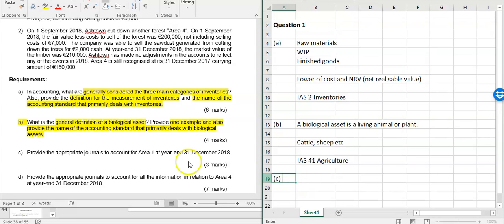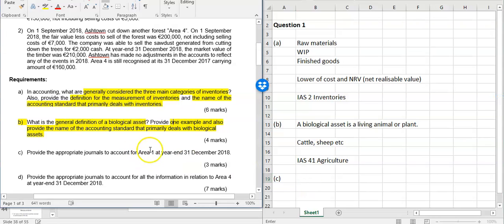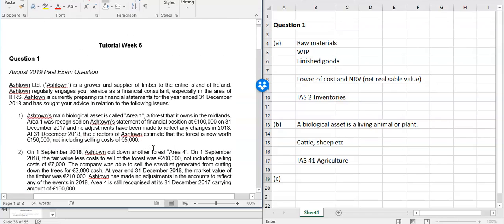So let's look at Part C, which is provide the journal entries for Area 1 for 31st December 2018. So we're told Ashtown grows and supplies timber in all of Ireland. And they're engaging in particularly IFRS. They want your services as a consultant. So their main biological asset is Area 1. It's a forest in the Midlands. It's in last year's, be careful with the date, last year's statement of financial position at 100 grand. And no adjustments have been made to reflect the 2018 changes. At the end of 2018, the estimate is the forest is now worth 150,000 at selling cost of 5,000.